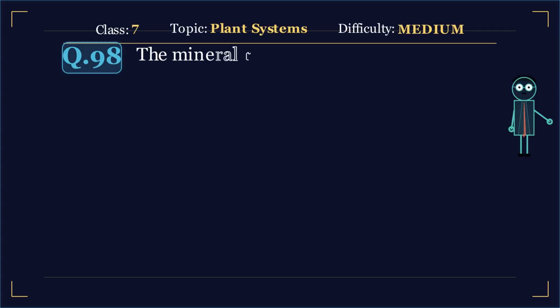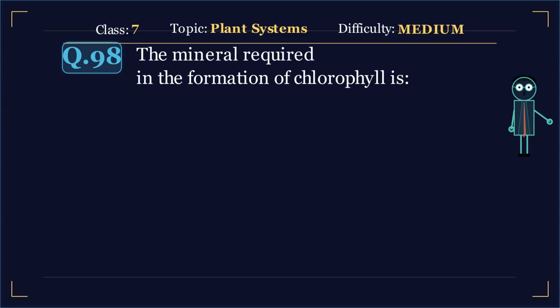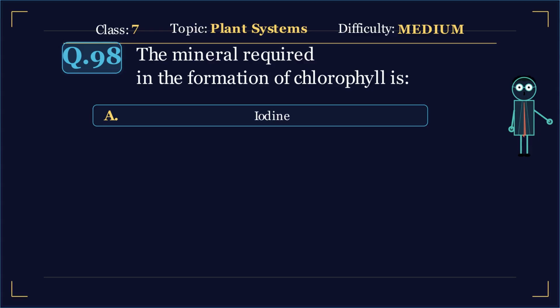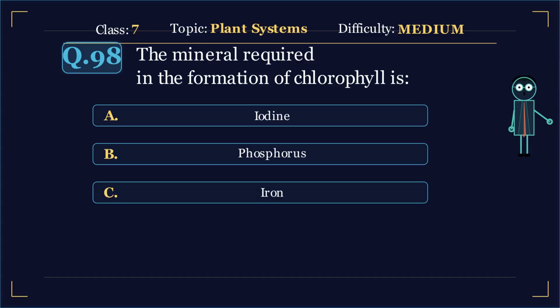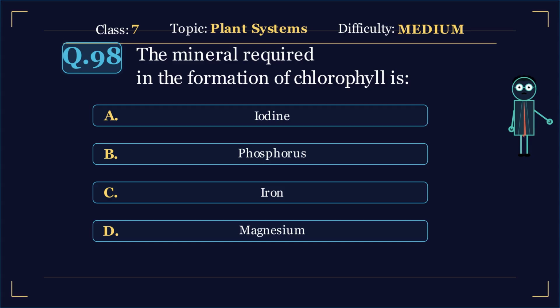Question 98. The mineral required in the formation of chlorophyll is: Option A, iodine. Option B, phosphorus. Option C, iron. Option D, magnesium. The correct answer is option D.